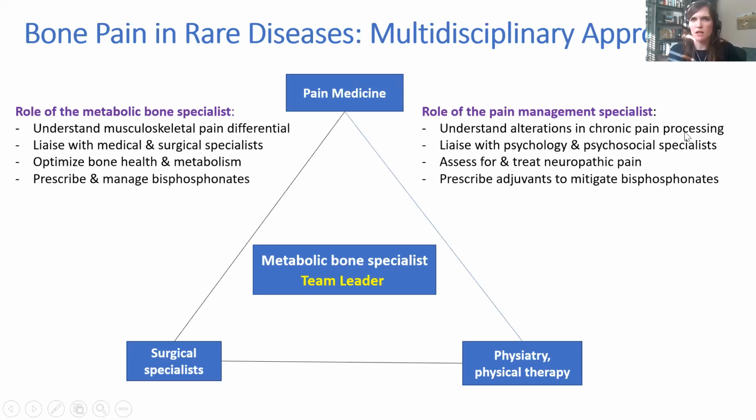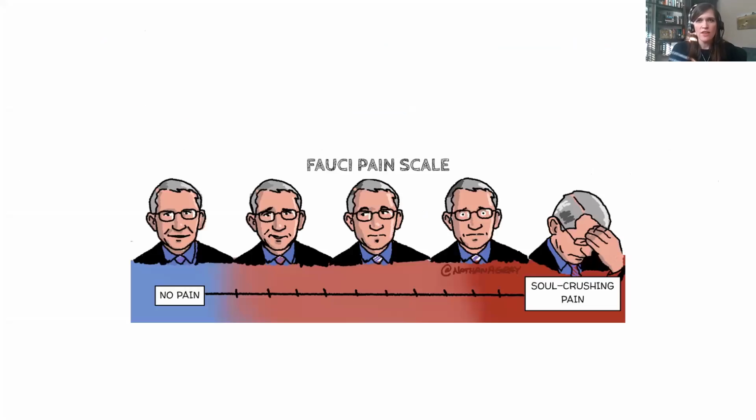So the pain medicine doctors understand the alterations in chronic pain processing. They are helpful for liaising with psychology and psychosocial specialists. A really important contribution from a pain medicine specialist is assessing for and treating neuropathic pain. This is something that can often get lost if you don't have a pain specialist involved. And also pain medicine specialists can prescribe adjuvant medications that will mitigate bisphosphonate use and help us get away with less bisphosphonates overall. So thanks very much for your attention.